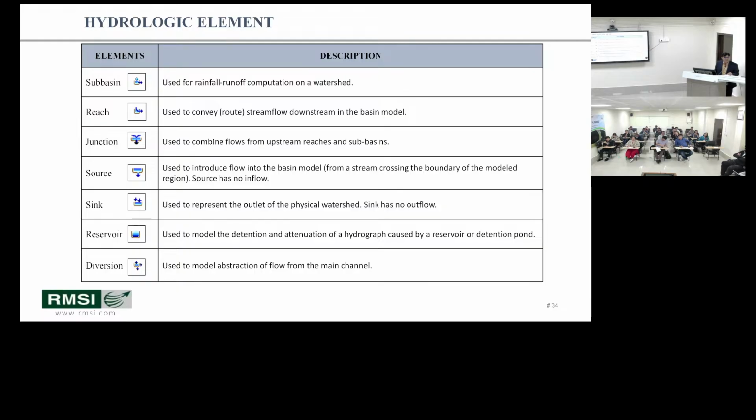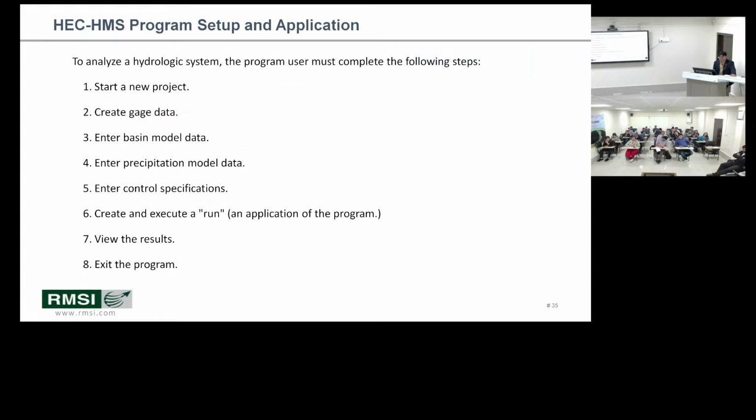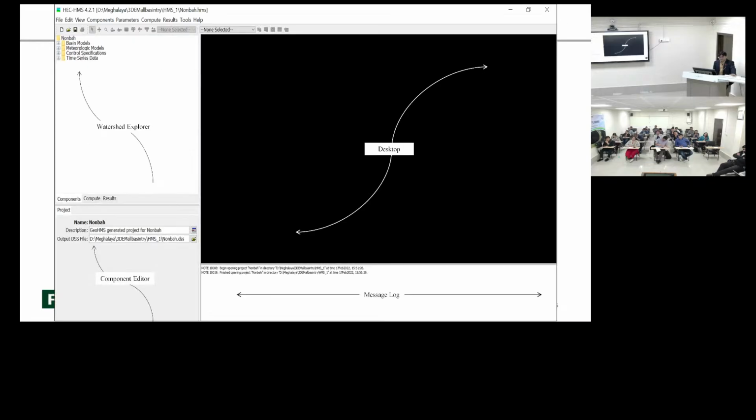The manual will also let you know. Where is the manual? The manual will provide these sub elements we use in the HMS, and their description is given here. What are those elements we should consider? This is start new project, how to create the new model. This has been given.